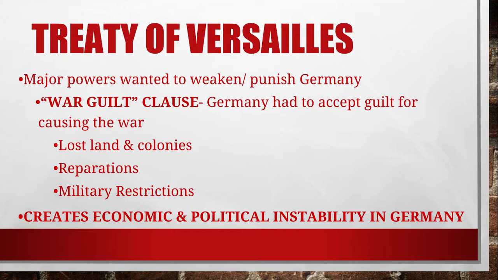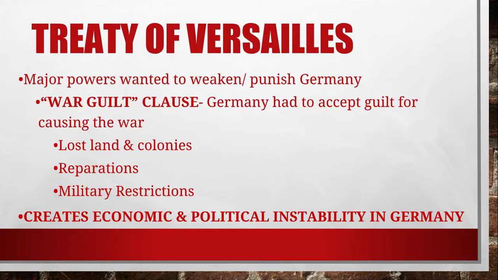During the Treaty of Versailles, we had a few countries present. We had Great Britain, France, the United States, and Italy. As we discussed when we were reading the play, the major powers mostly wanted to weaken or punish Germany. There was something called the War Guilt Clause. Basically, Germany was forced to accept guilt for causing the war.